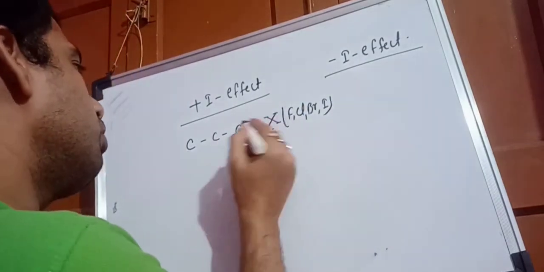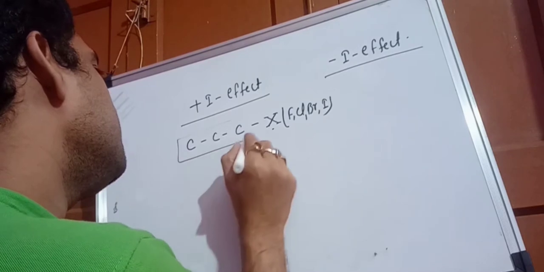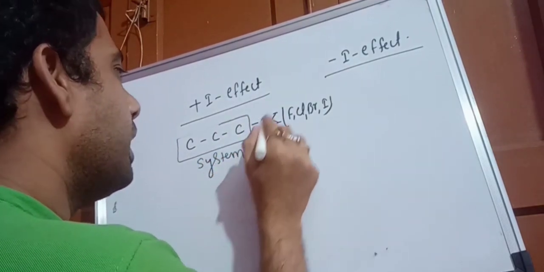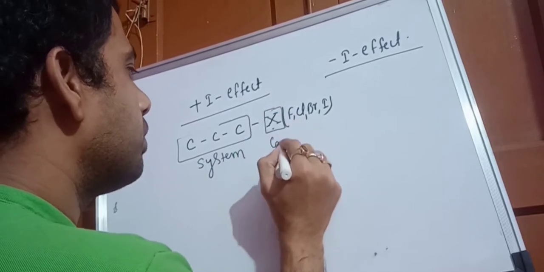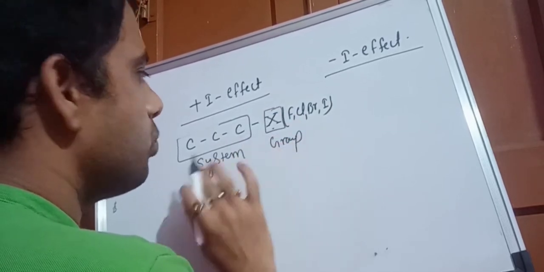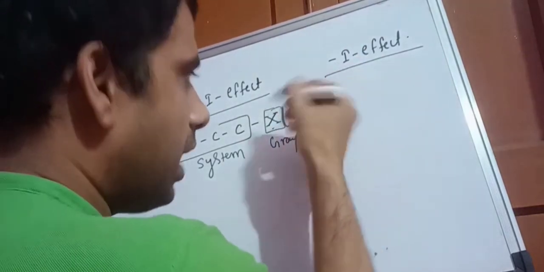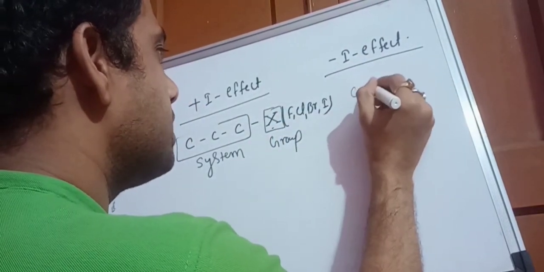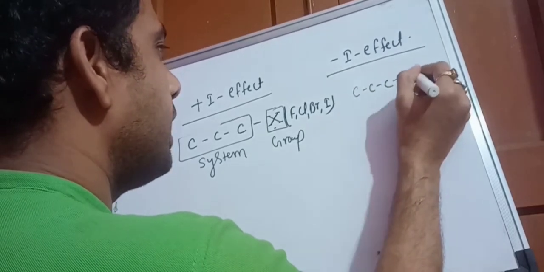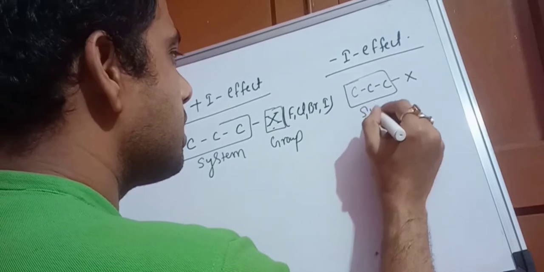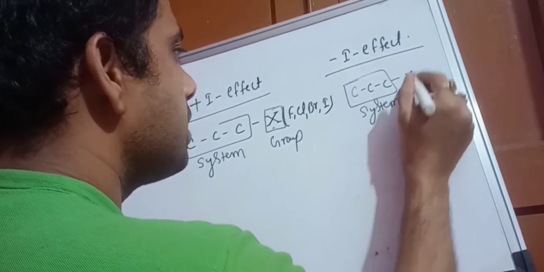So we believe that this one is a system, and this one is a group. The first case we have written is this one. Now the second case, again we are writing C C C, and here X, and again this one is the system, and this one is the group.